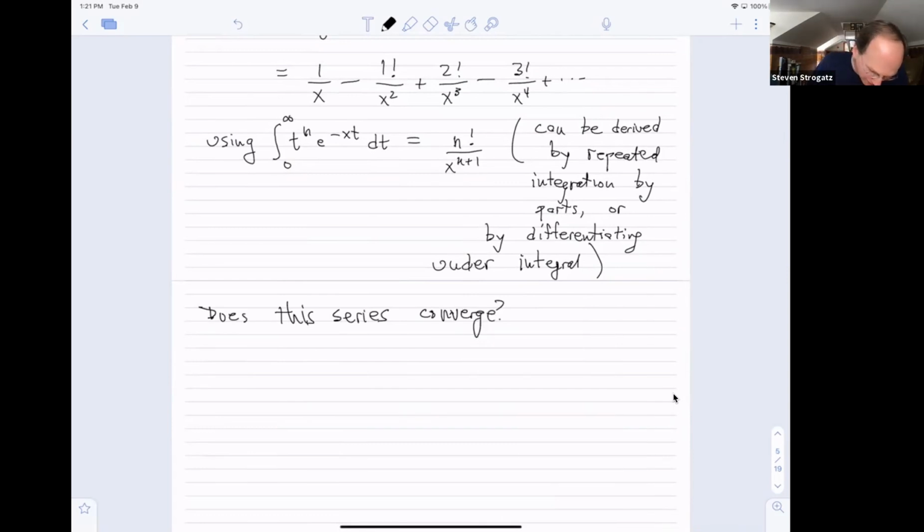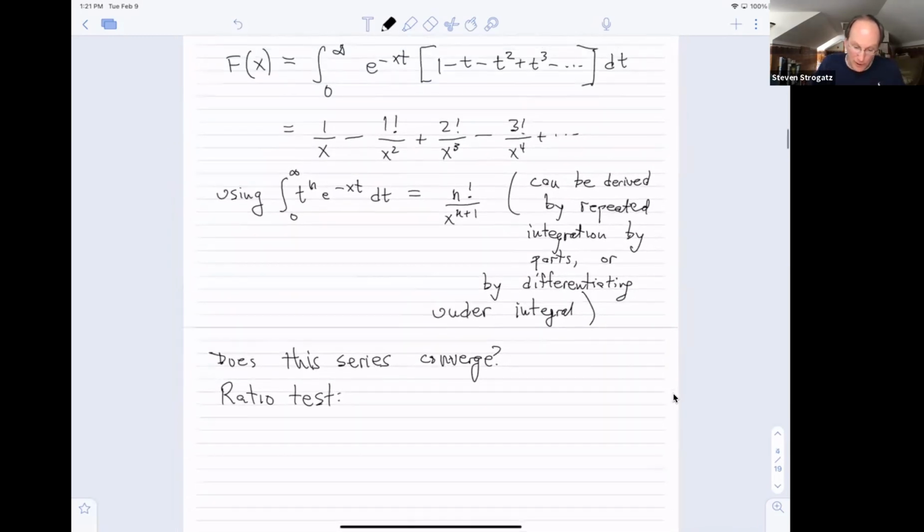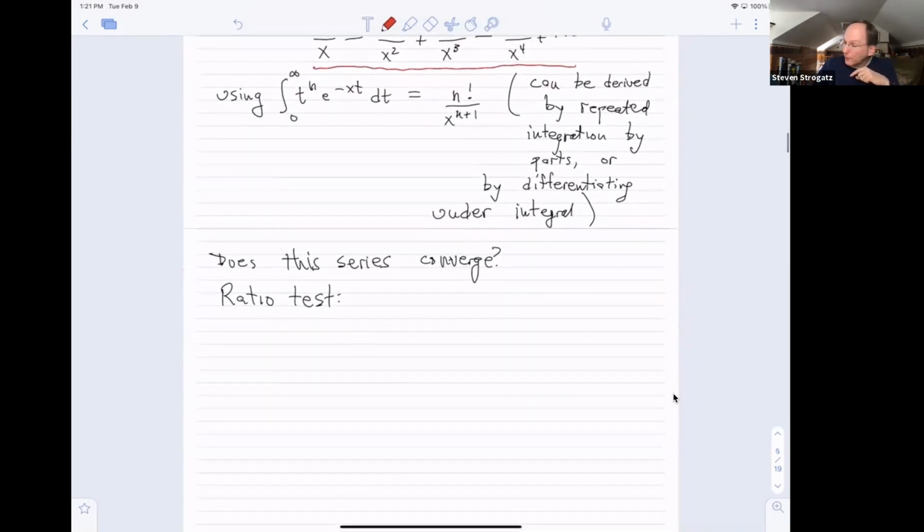Well, let's check. Let's try doing it with the ratio test. That would be an easy way to do it. I mean, by this series, I'm referring to this one up here. Okay, so does it converge? Well, let's look at the nth term.